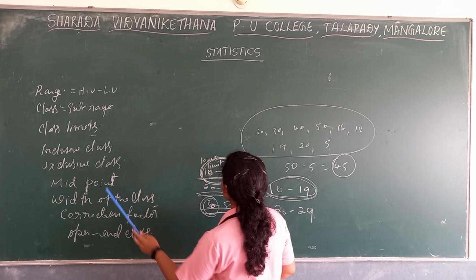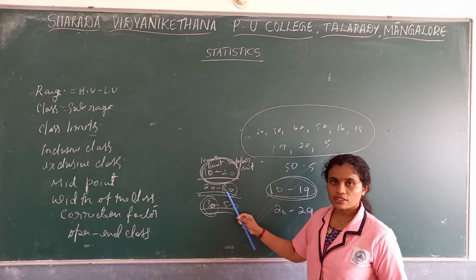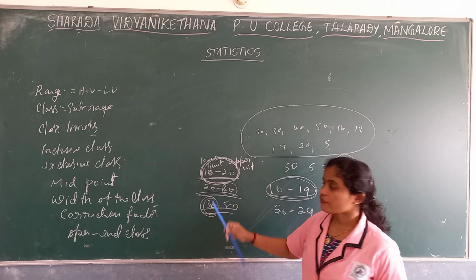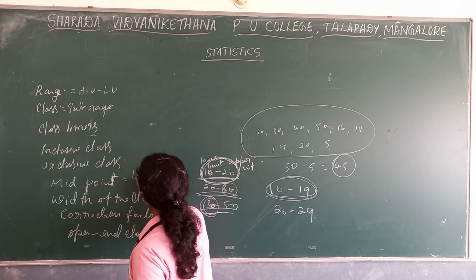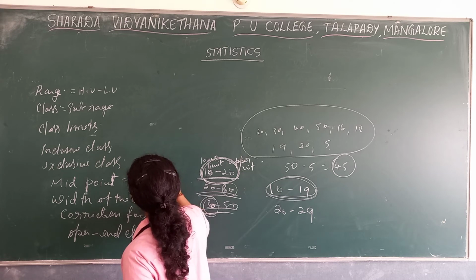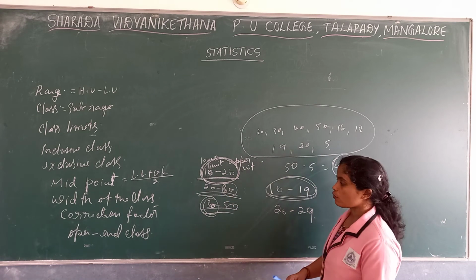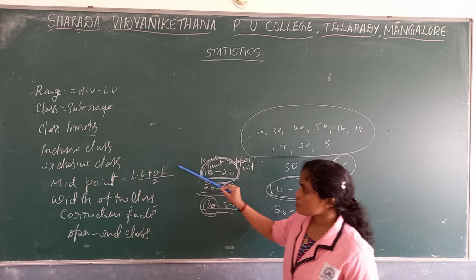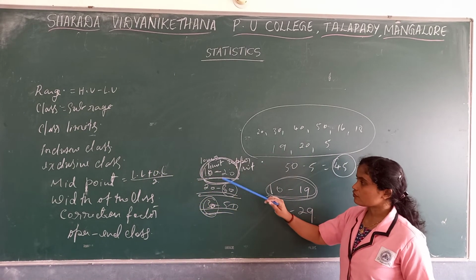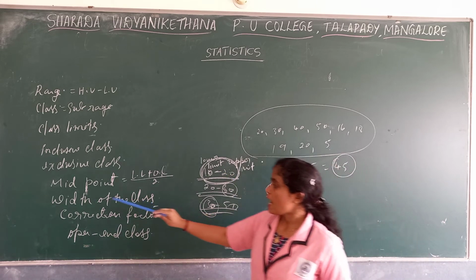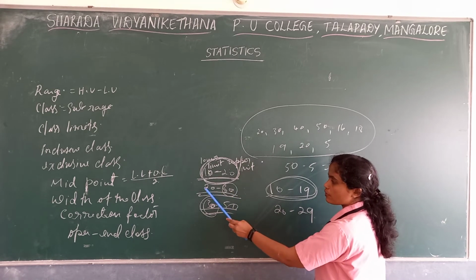What is the midpoint? For 20 to 30, what is the mid value? That is 25. They have given one formula for the midpoint, that is lower limit plus upper limit divided by 2. When we apply that formula, we get the midpoint of a particular class. It is not necessary to apply this formula. You can obtain it directly. Here 25, here 35 and here 45 is the mid value. And the width of the class is nothing but the difference between the upper limit and the lower limit. What is the width here?